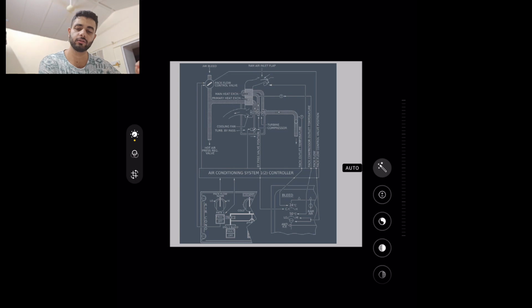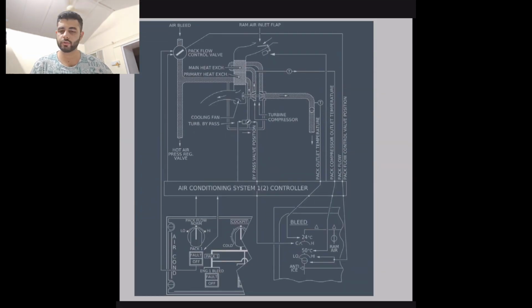Now there are some basic tweaks which I'll tell you overall. You have two ram air inlet flaps, one for each pack. One pack has one ram air inlet, the other pack has the other. You also have one emergency ram air inlet flap. So in total you have three ram air flaps: one emergency and one for each pack.